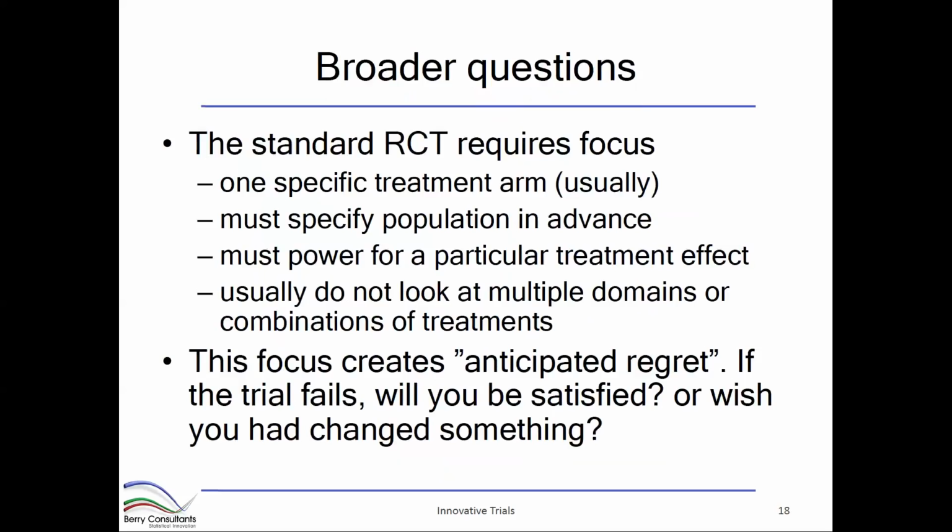So this focus generates a notion of anticipated regret. This notion that you should think at the end, if I fail in this trial, what am I going to think? Am I like, okay, my question's answered, or am I going to go, boy, I wish I had done the trial in this patient population, or I wish I had picked a different dose, or I wish I had just run a larger trial. All of those things are anticipated regret.